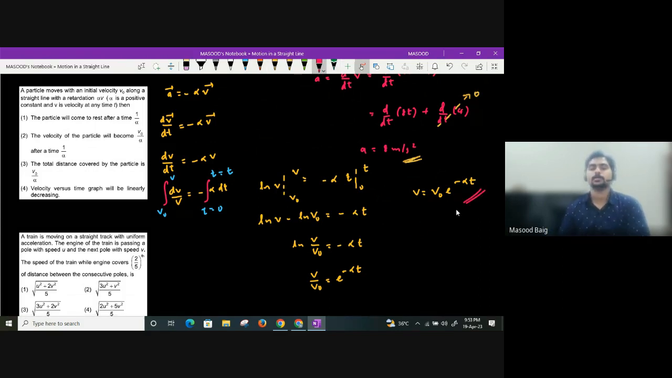So they are saying the particle will come to rest after a time 1 by alpha. No, it will not come to rest. Then, the velocity of the particle becomes v naught by alpha after a time 1 by alpha? It will become v naught by e, it will not become v naught by alpha. Total distance covered by the particle is v naught by alpha. How can I use total distance now? The velocity versus time graph will not be linearly decreasing; it will be exponentially decreasing, guys.